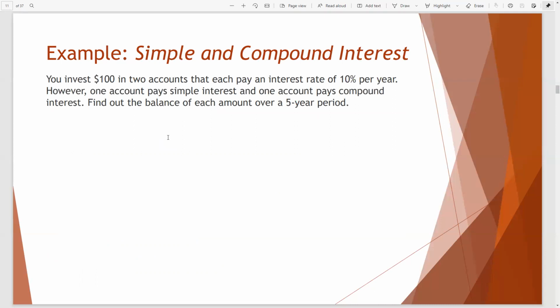We have $100 invested in two accounts, each paying an interest of 10% every year. One account pays simple interest, and the other account pays compound interest, annually. Find out the balance over a 5-year period.